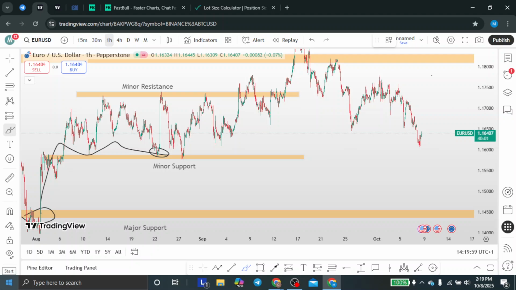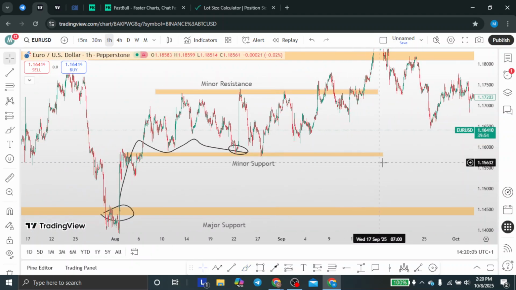So we want to be seeing all these minor zones as obstacles for price. These are the challenges price needs to break, price needs to go past before it can go in its direction.